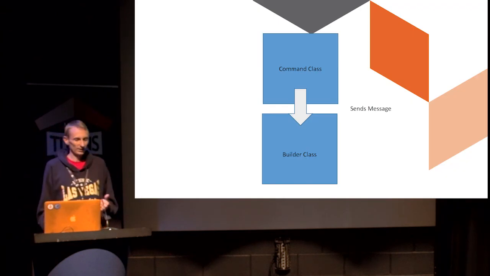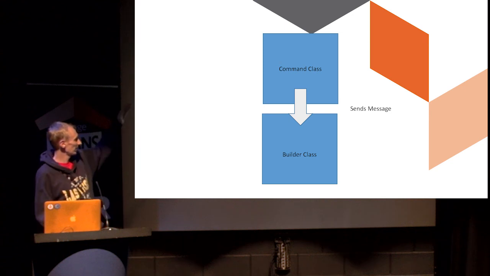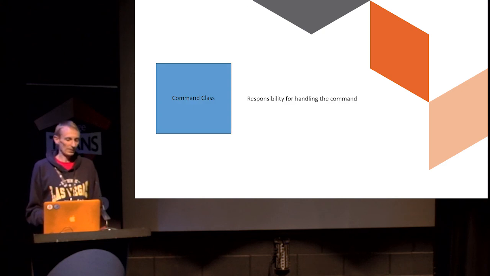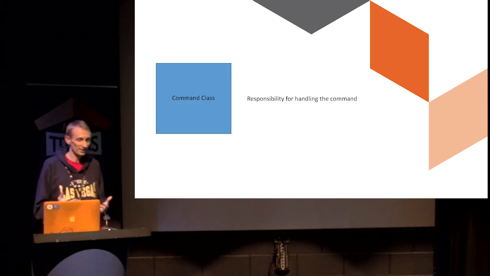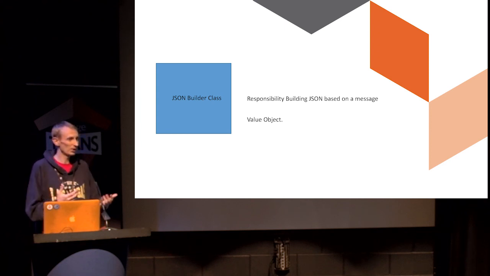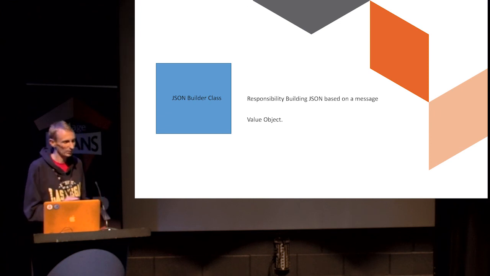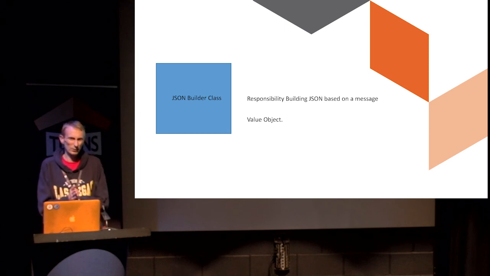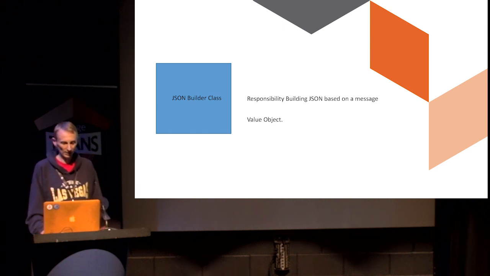And if we look at how Alan Kay actually spoke about messaging in the first place, we can see that our command class sends a message to the builder class, which is the data. The command class is responsible for handling the command itself, whereas the JSON builder class is responsible for building JSON based on the message that it was given. It's acting upon the message, and we can treat it as sort of a value object. We pass data in, we get data back out. It's not doing any business logic. It's not affecting the state other than transforming it from one format to another format.